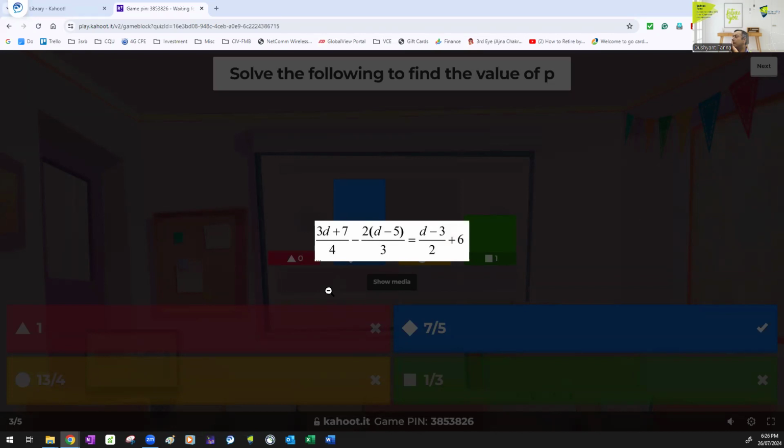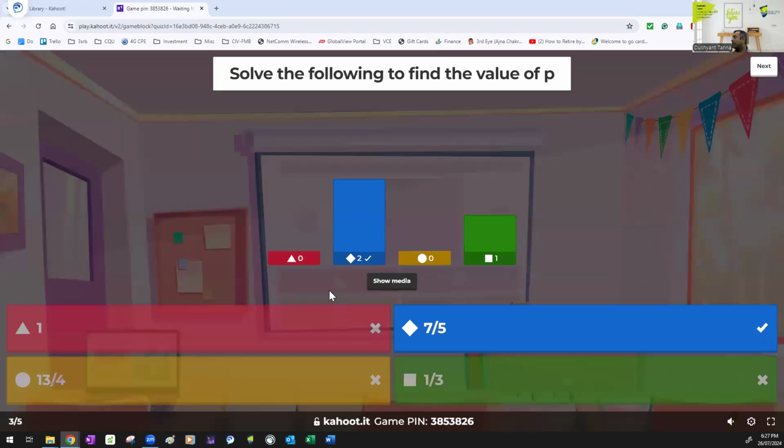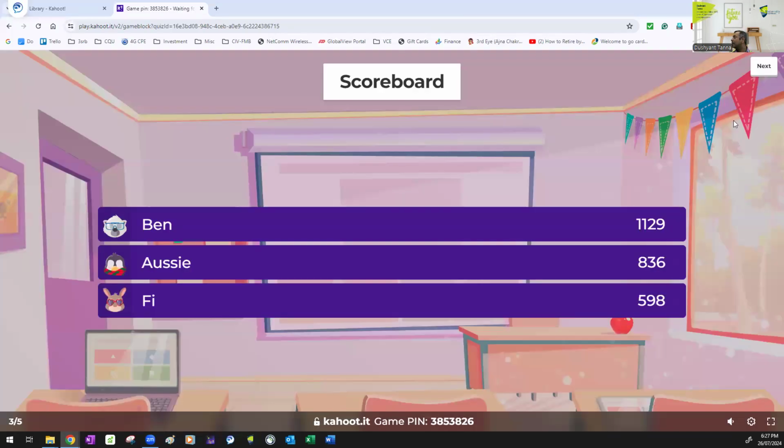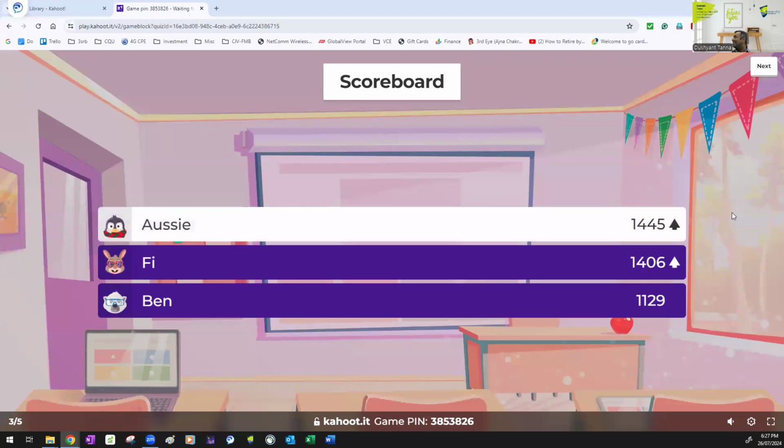Yeah, in this one, you'll have to do it the normal way. I can't think of a short trick here, except you multiply everything by 12, because for 4 and 3 and 2, the least common multiple is 12. And that way, the equation can be simplified. The quicker you do it, the faster you will be.